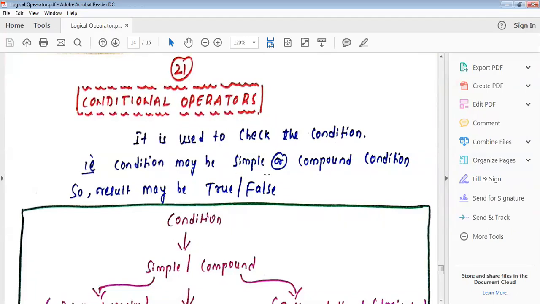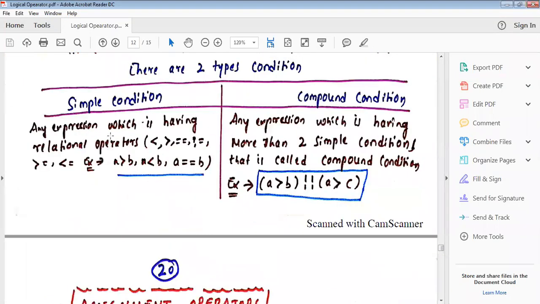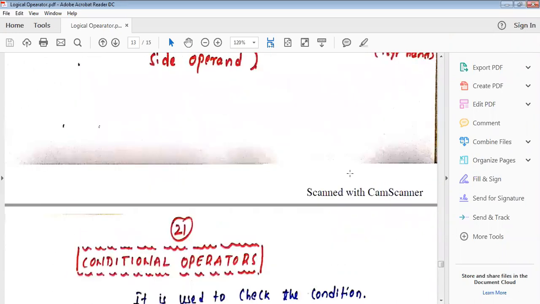Check the condition. The condition may be simple. Here I have written the simple condition. Any expression which has a relational operator is a simple condition. For example, A greater than B, A less than B, A is equal to B. So what is a compound condition? More than one simple condition, like A greater than B or A greater than C. That is the compound condition.